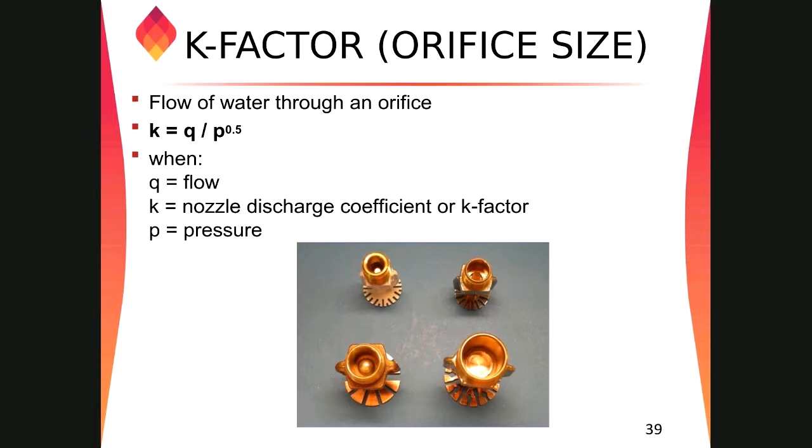So we have the formula K equals Q over P to the power 0.5. This is the formula we have to use for sizing the K factor based on the flow and pressure, where Q is the flow and P is the pressure.